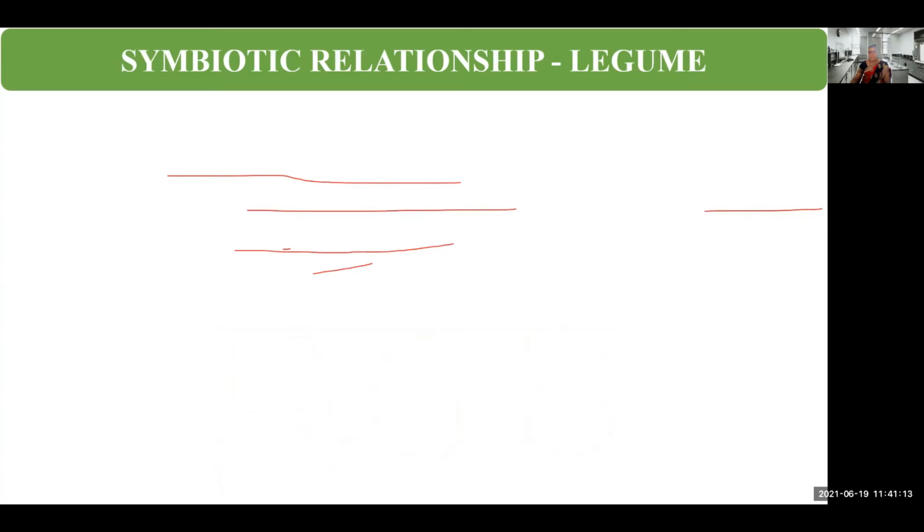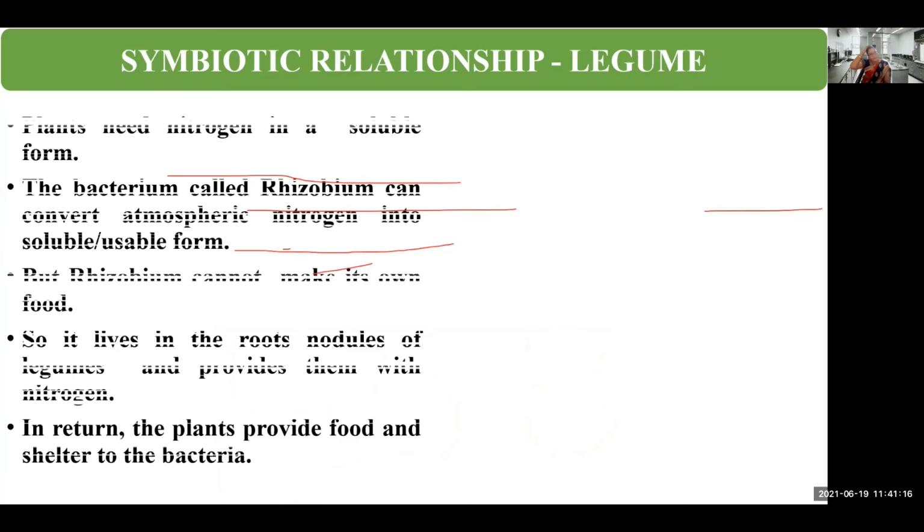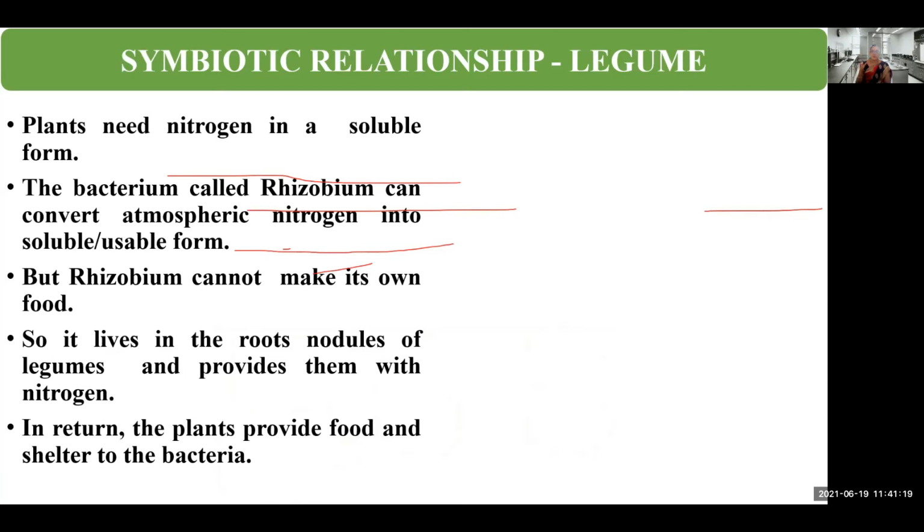Next, the other symbiotic relationship example is the legume. Plants need nitrogen in a soluble form. As I already told you, plants need nitrogen for their growth. That is a very essential element for plant growth. Okay. So how do we get this nitrogen source? One is the bacterium called rhizobium that will be present in the soil. What is the bacterium called? Rhizobium. So the bacterium called rhizobium is present in the soil.